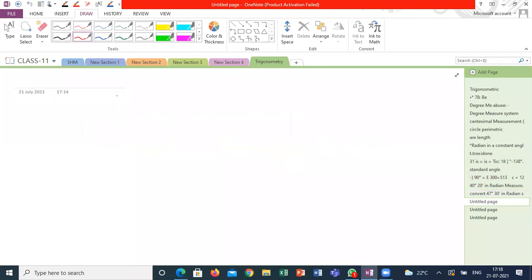Now we will see how to convert a radian to degree measure. A few questions we'll see based on radian to degree measure. Convert 6 radians to degree measure.